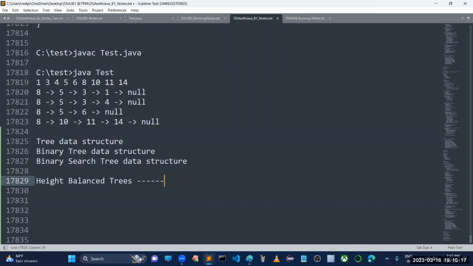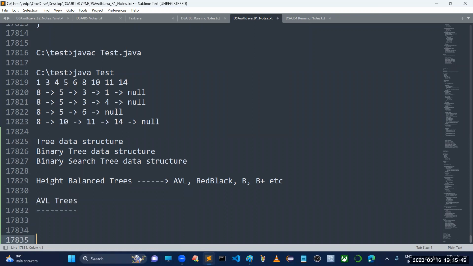For height balanced trees, we have so many trees: AVL trees, next red black trees, next B trees, next B plus trees. We have so many trees, but in today's session, I'm going to talk about AVL trees.